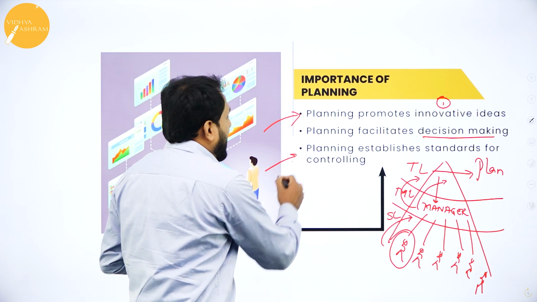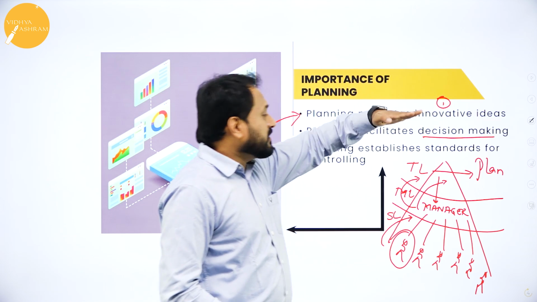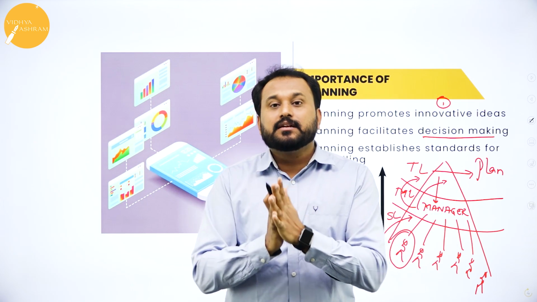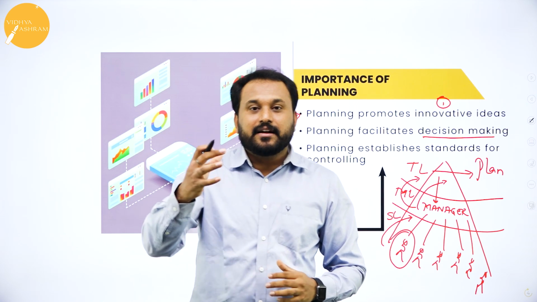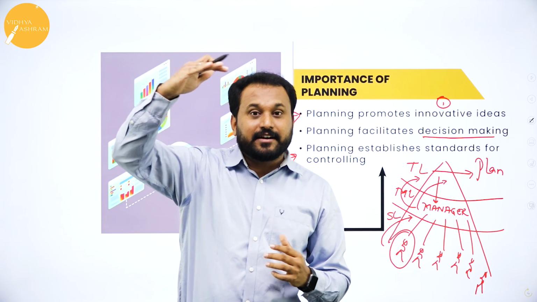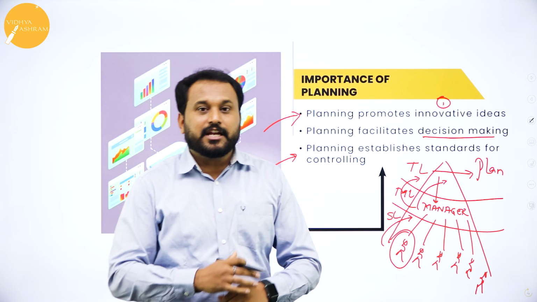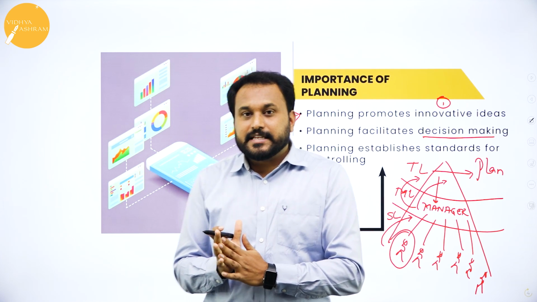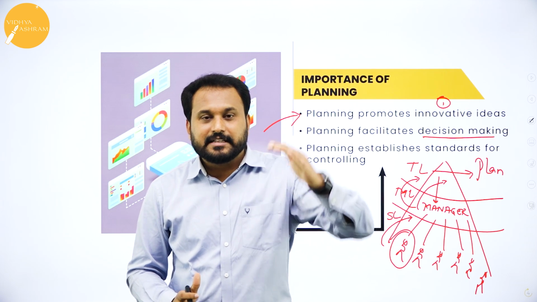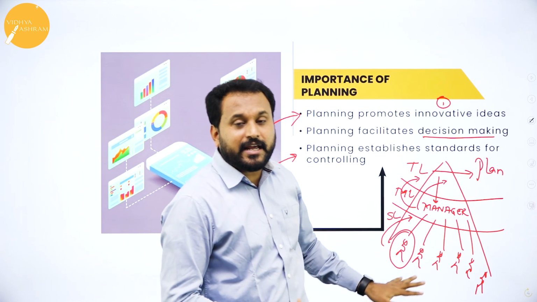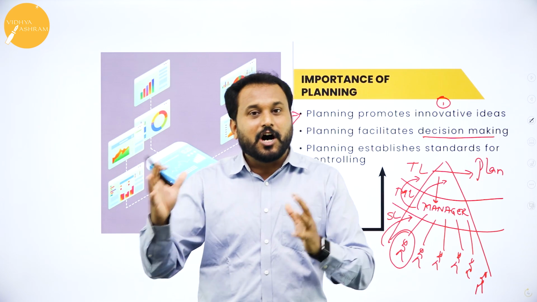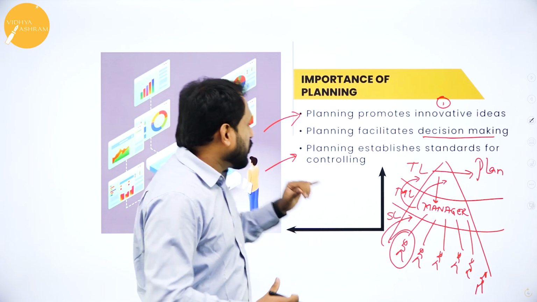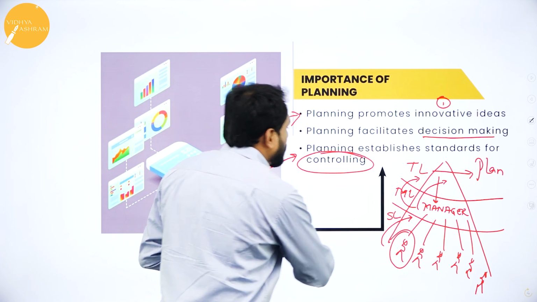Next thing is planning establishes standards. What do you mean by standards? Standard means a standard set by the company. You can go with any of the companies like Apple or Microsoft. Please understand there is something called standard, right? All this planning, or functions of management, is a military concept. So it is all for controlling purpose. It is for controlling purpose.